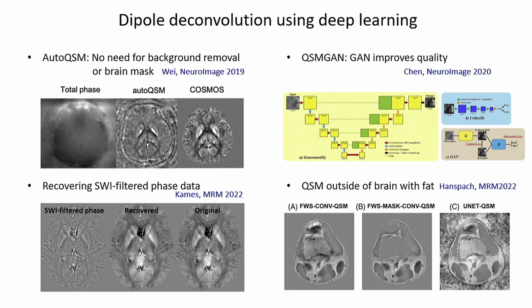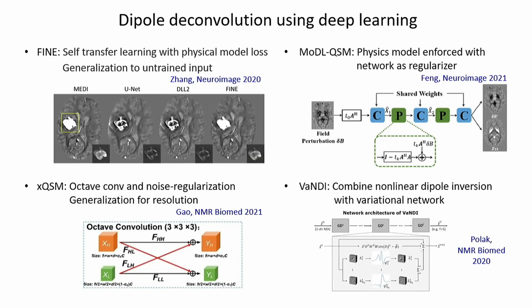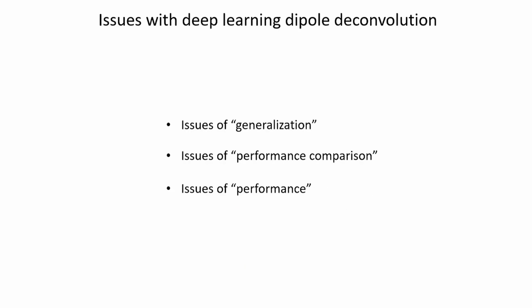Lastly, people apply the technique outside of the brain where the fat is the major challenge, and by training the network, you can generate this fat-included QSM result. Well, again, there are a lot of other methods, and these four are unique in a sense, and I will come back to these papers later in the talk.